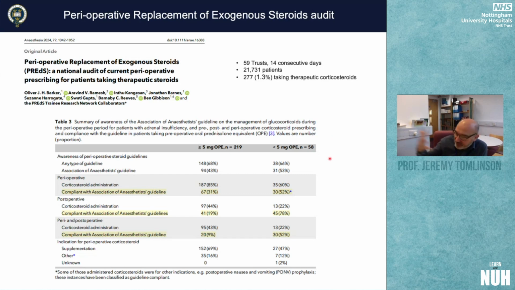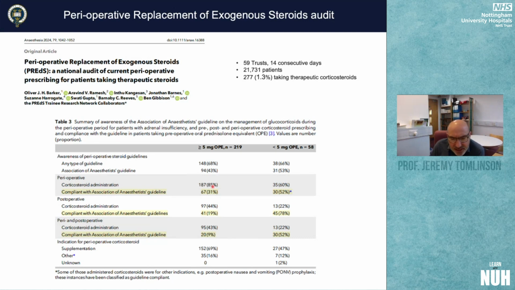On the back of that, I was invited to write the editorial, which is where the title of this talk came from. So this was nearly 60 trusts, 21,000 patients, of whom about 1.3% were taking steroids. I'm just showing one table because many of you will have been aware of this. The analysis was divided into two: those who were on 5 milligrams of prednisolone equivalents or higher, and those who were on less than 5 milligrams.